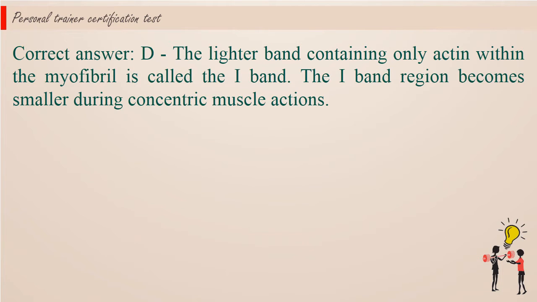Correct answer, D. The lighter band containing only actin within the myofibril is called the I band. The I band region becomes smaller during concentric muscle actions.